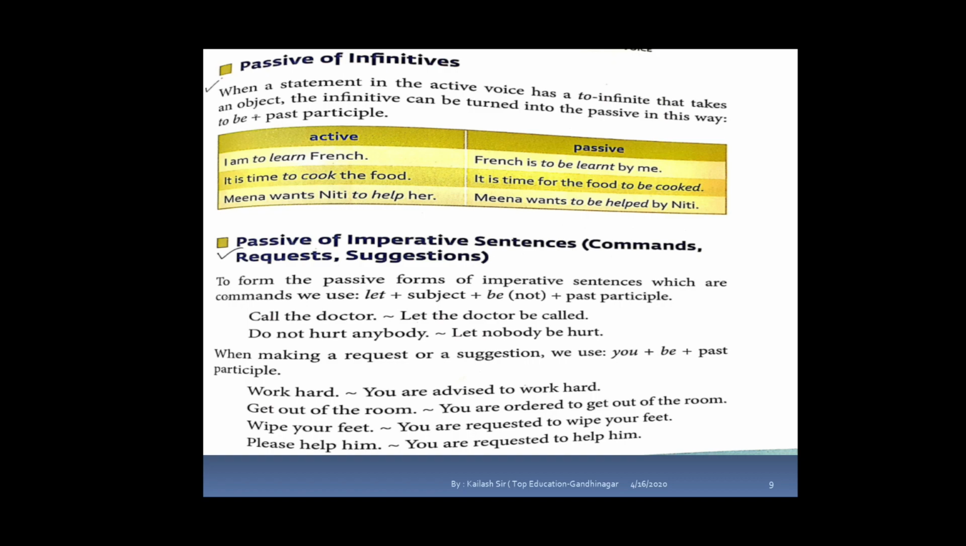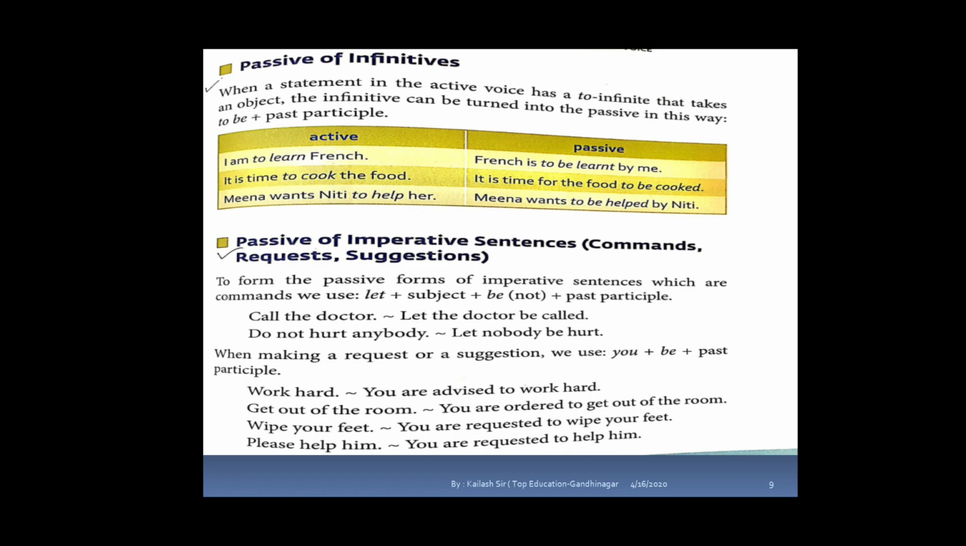You will bring the French forward. French is to be learned by me. To be plus learn, to be plus past participle. So to be will always be there. It is time to cook the food. It is time for the food to be cooked. To learn, to be learned. To cook, to be cooked. Like this you have to understand.